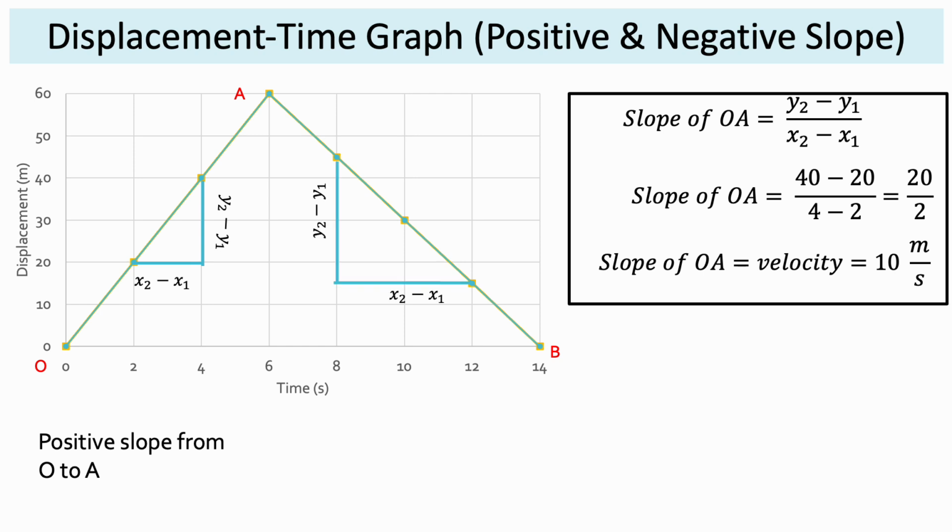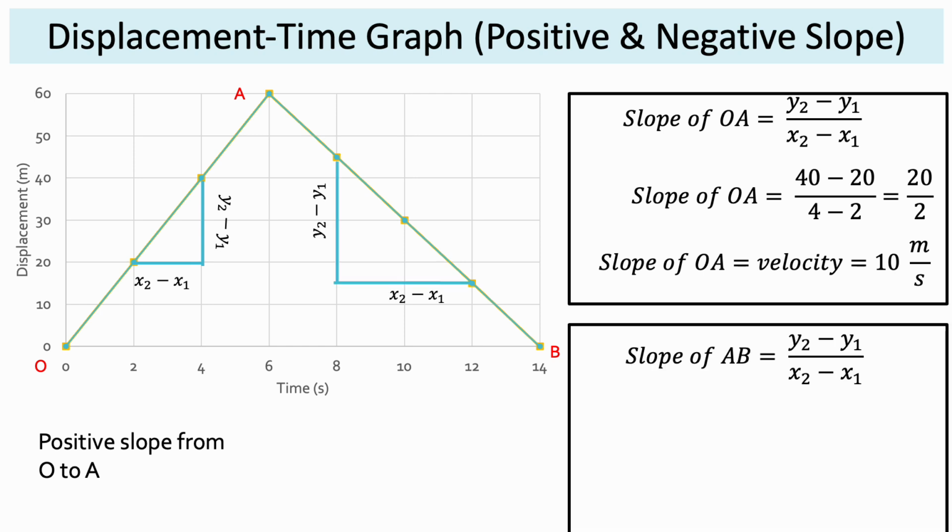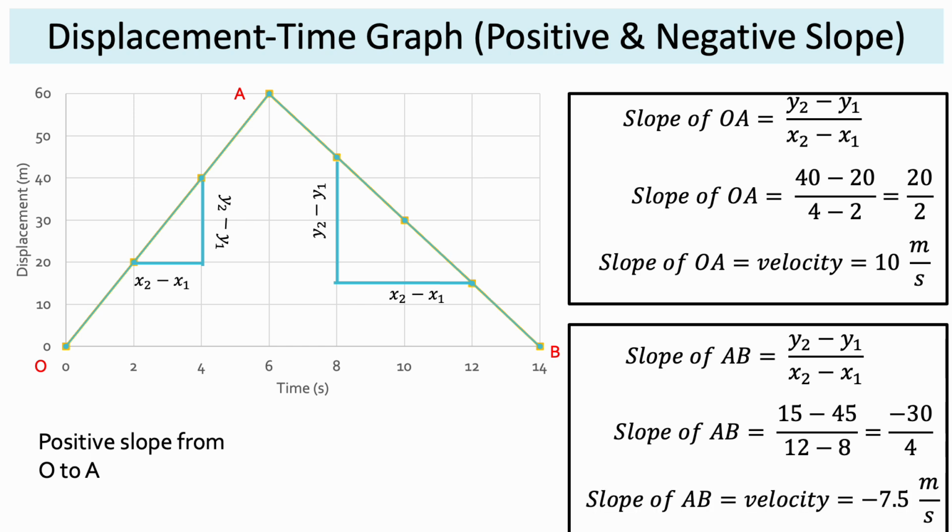From A to B, slope is negative. Let's calculate. Y2 minus y1 divided by x2 minus x1. Substitute appropriate values. You will get slope of AB equal to minus 7.5 meters per second. This is the negative slope from A to B. In this case, positive slope means moving forward. Negative slope means moving backward.